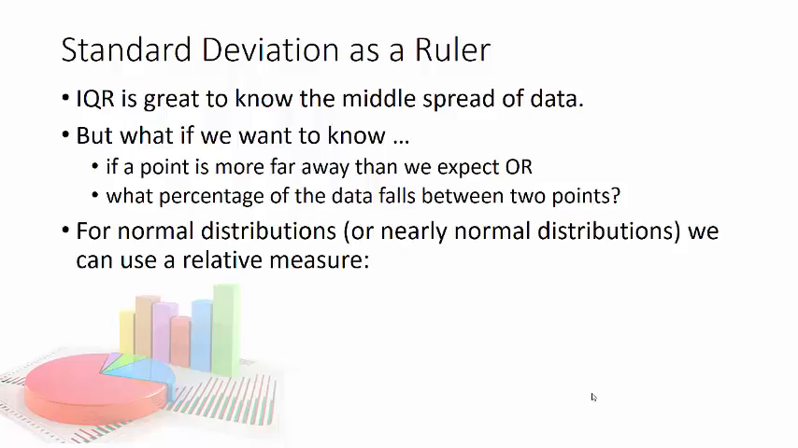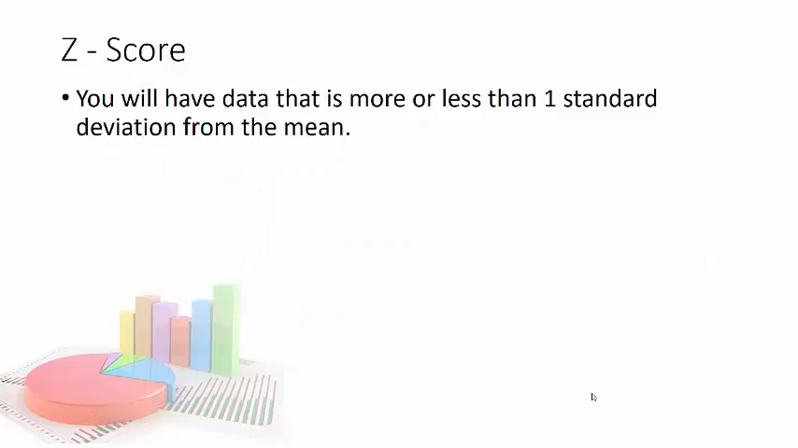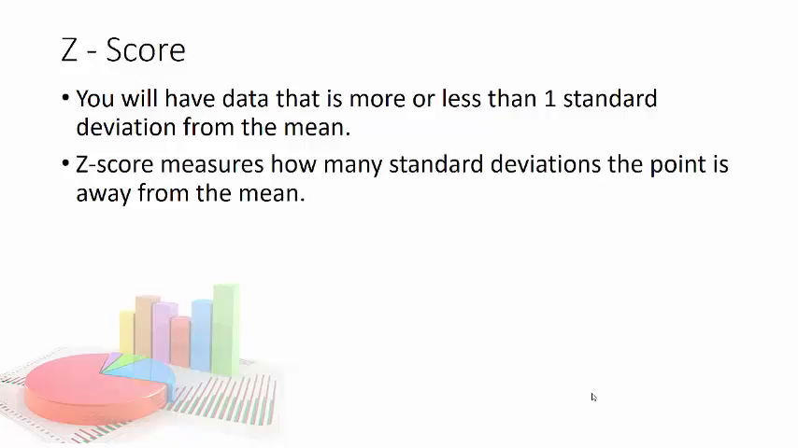So for normal distributions or nearly normal distributions or approximately normal distributions, we can use what's called a relative measure. And this is what we use, the number of standard deviations away from the mean. And this number of standard deviations away from the mean is something we call the z-score. So you're going to have data that is more or less than one standard deviation from the mean. So we're going to figure out what that number should be. And the z-score measures how many standard deviations that point is away.